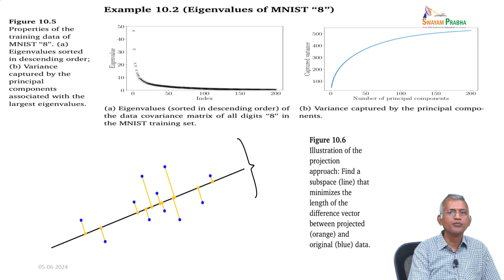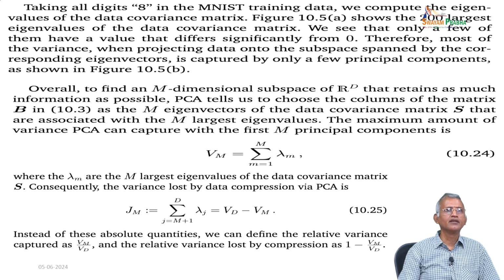And here the figure represents the linearity already explained, and here the blue dot is the original and it is orthogonal to one another, and this finds the subspace that minimizes the length of the difference vector between the projected orange and blue points, connected with the yellow line, of the data of the eigenvalues of MNIST 8.